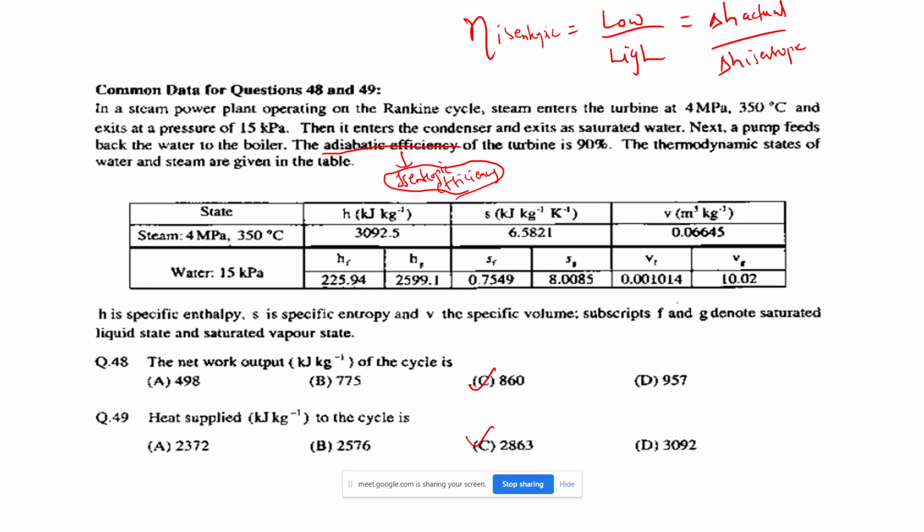This turbine has steam at 4 megapascal pressure and 350 Celsius, and it exits. They have mentioned the enthalpy of the entering steam; it is not saturated, it's superheated. They haven't mentioned anything else. They have directly given the enthalpies.